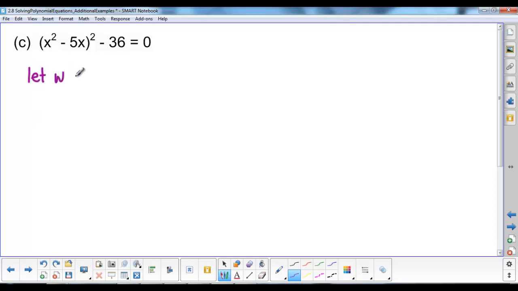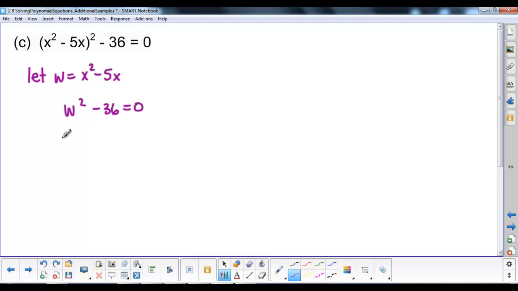So I'm going to create some variable w, and I'm going to let that equal the binomial inside that bracket there. So w is x squared minus 5x. And then my equation now becomes w squared minus 36. Because I've already noticed that this is a difference of squares, I can factor by saying w plus 6 and w minus 6. And again, because we created this placeholder, we need to replace it with the original statement, x squared minus 5x, in both brackets.